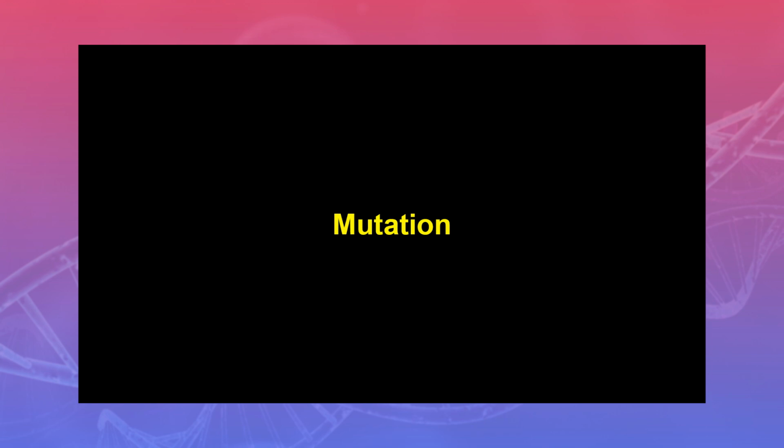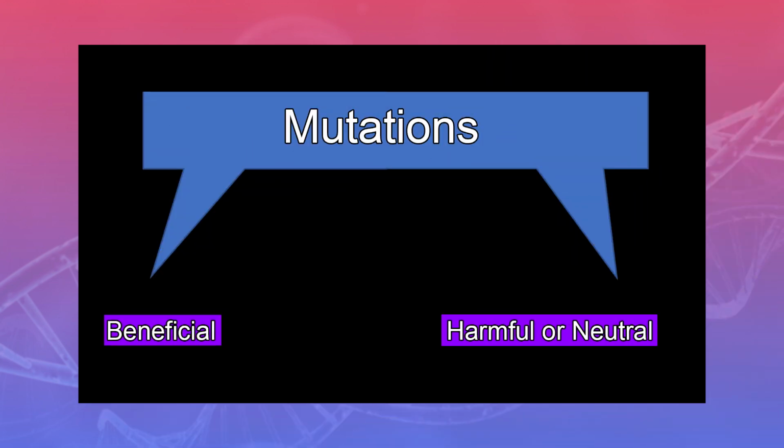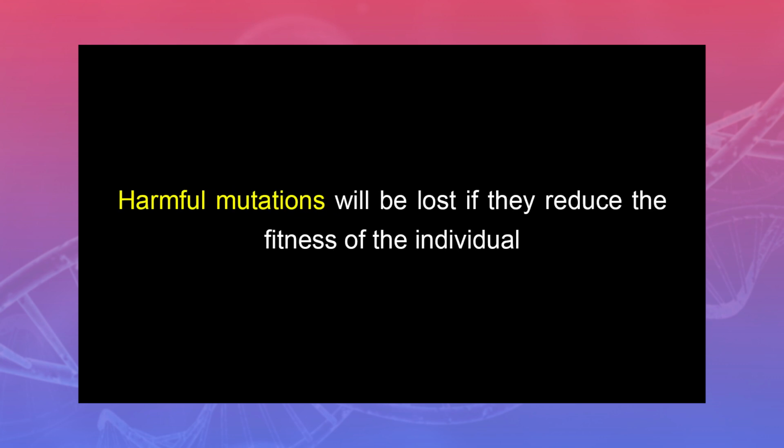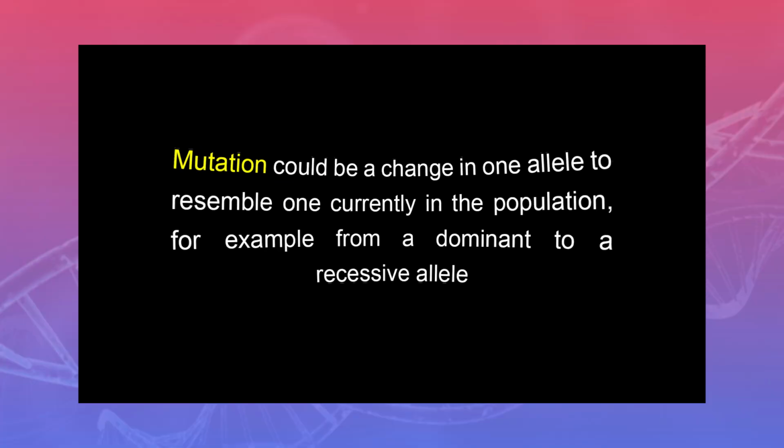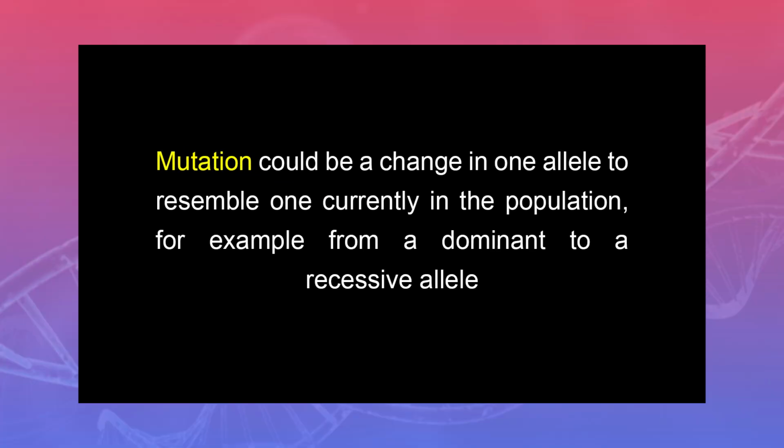First, the mutation. Mutations are classified as beneficial, harmful, or neutral. Harmful mutations will be lost if they reduce the fitness of the individual. If fitness is improved by a mutation, then frequencies of that allele will increase from generation to generation. The mutation could be a change in one allele to resemble one currently in the population, for example, from a dominant to a recessive allele.